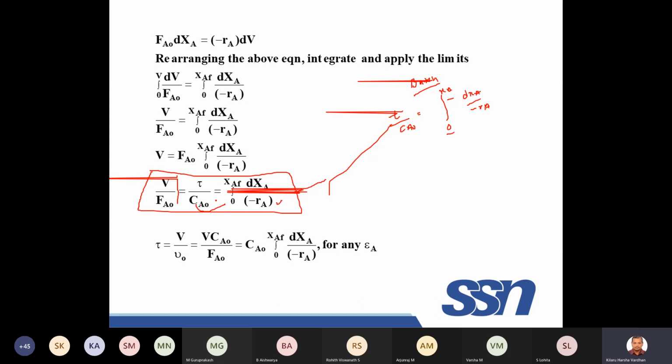Two questions are: one, if you compare MFR and PFR, why is the volume required for MFR much more than PFR? The second question is, for the same conversion XA, your PFR and the batch reactor expressions are the same. For the same conversion, the time required is the same. How do you justify this? Is it only because of this expression that we have to say batch reactor is equal to plug flow reactor, or is some theory behind it?